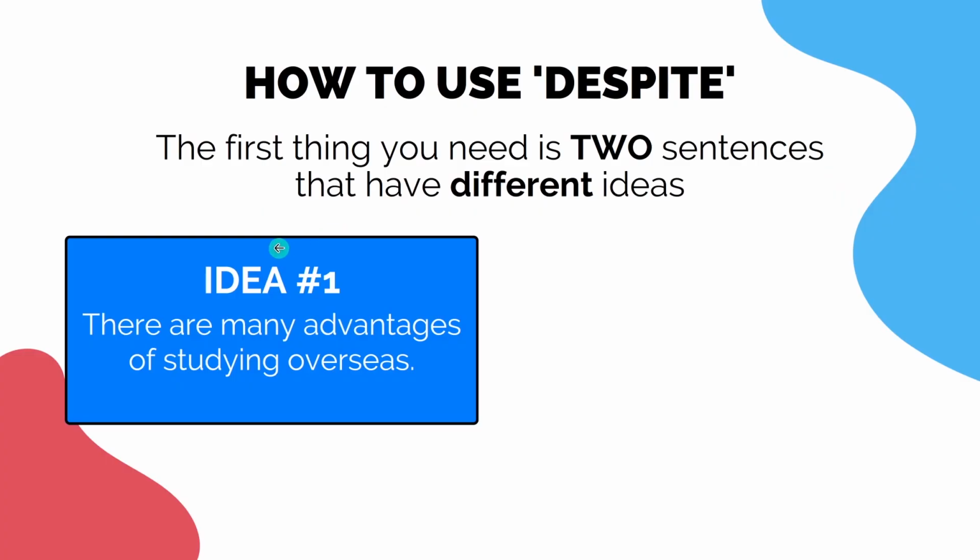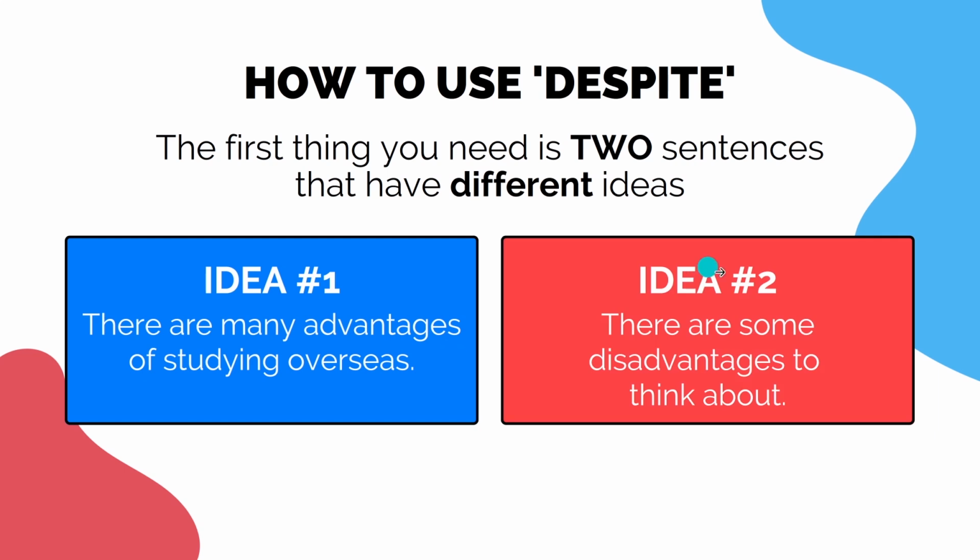So from our sentence we looked at the start of the lesson, this is idea number one. There are many advantages of studying overseas. Now we need a second idea which is different. And here it is. Idea number two. There are some disadvantages to think about. So idea one is the advantages, the good things. Idea two is the disadvantages. These ideas are different. Now, between these ideas, you need a comma. You need to separate the ideas with a comma.